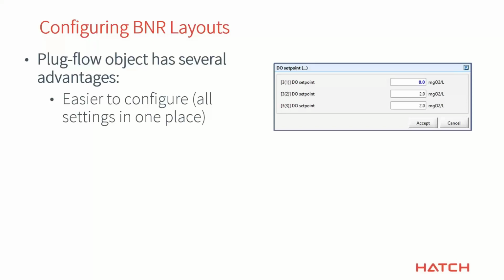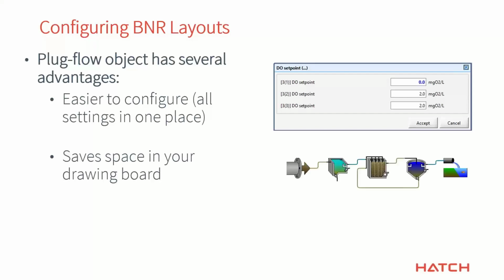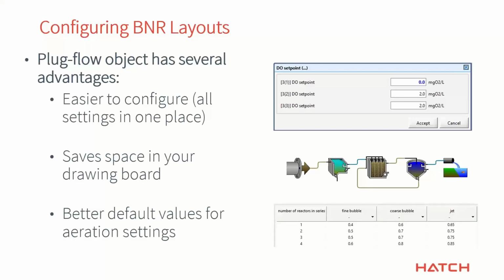So for example, if I wanted to change around some aeration settings and I had to go to each individual aeration menu, that's a little long and cumbersome compared to just opening up one menu and then they've got all of the set points there together in one place. It also saves some space on your drawing board. So if you're modeling a relatively complex facility, it might be useful to have enough space on your drawing board by combining a bunch of units together.